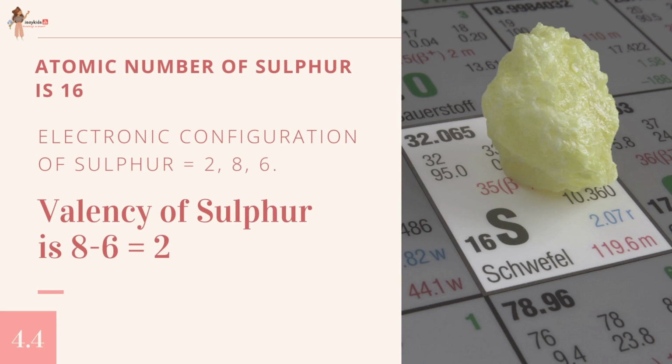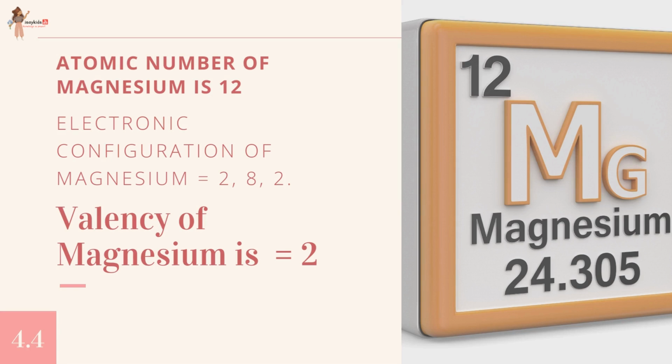Let's find the valency of sulfur now. Atomic number of sulfur is 16. Electronic configuration therefore is 2, 8 and 6. The valency of sulfur would be 8 minus 6, which is 2. Let's find the valency of magnesium. The atomic number is 12, electronic configuration is 2, 8, 2. Therefore, the valency would be 2.